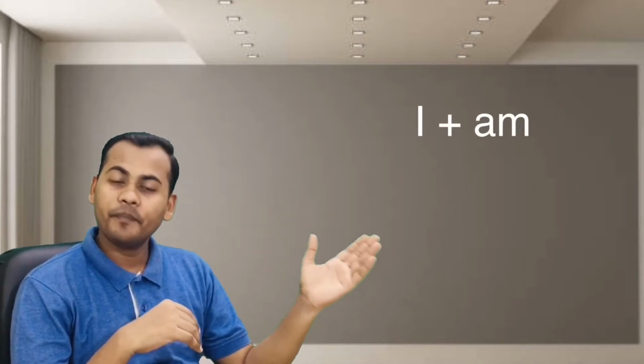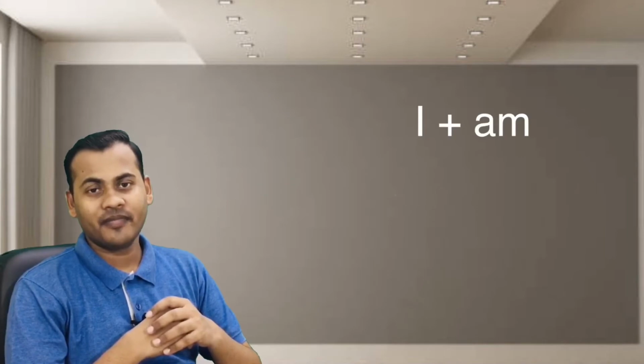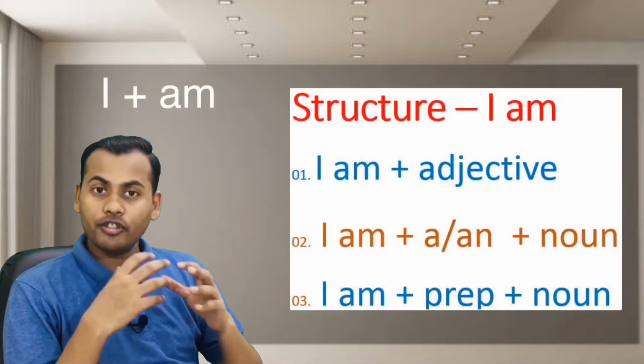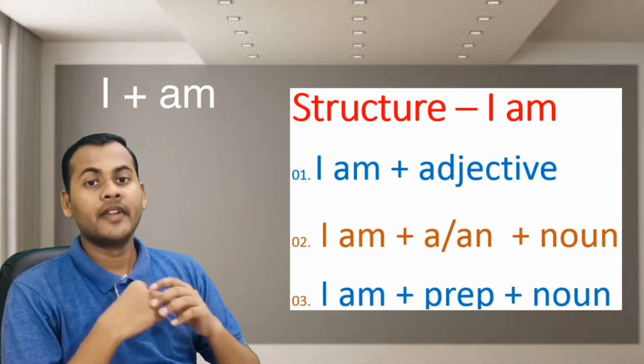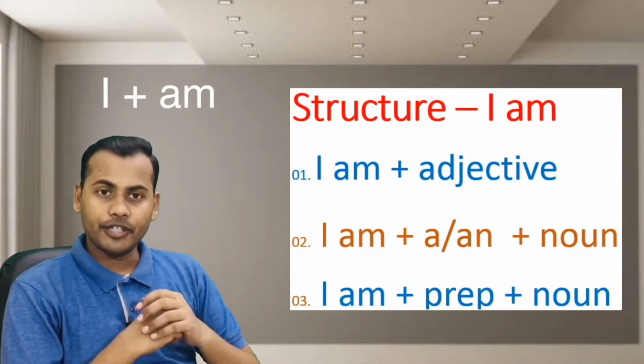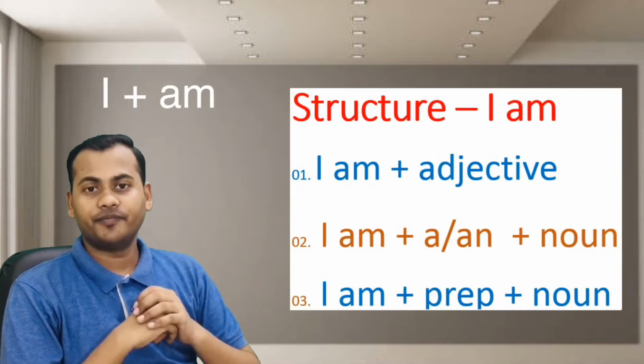So the first sentence structure I've got you is the sentence structure starting from I am. So I plus am is what you can use to create a sentence. Let me tell you how. I'm going to tell you 3 easy ways through which you can create sentences using the I am structure. So here is the first one: I plus am plus adjective.